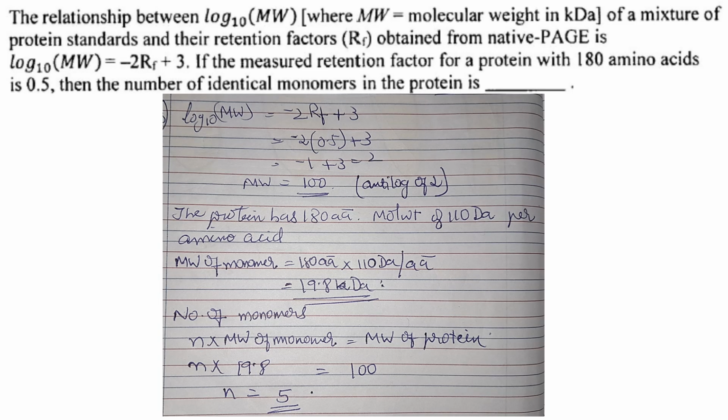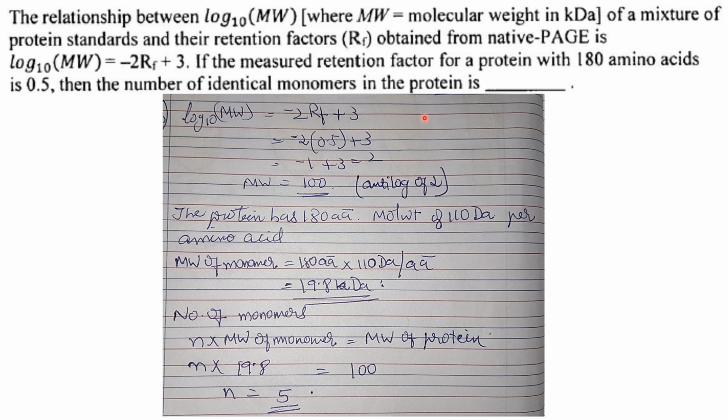Then next one. The relationship between log molecular weight in kilodalton of a mixture of protein standards and their retention factors obtained from native PAGE. Log 10 molecular weight is minus 2 RF plus 3. If the measured retention factor for a protein with 180 amino acids is 0.5, what is the number of identical monomers in the protein?